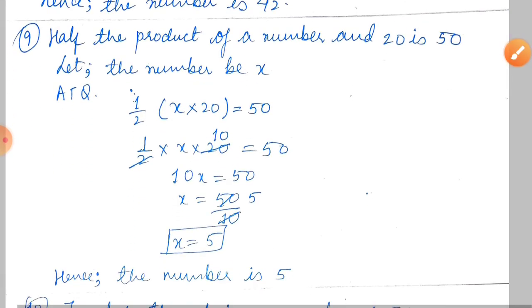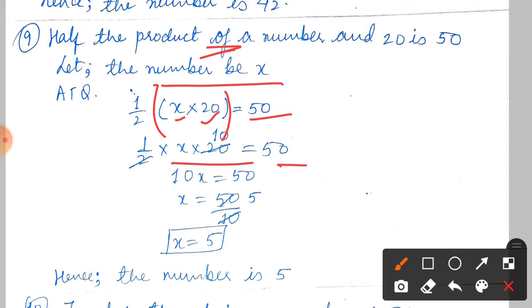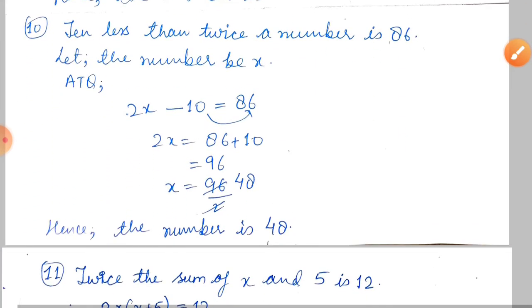Now question number 9, half the product of a number and 20 is 50. Okay, so let the number be x. Half means the bracket is there, the word "of" is there, so the bracket will be there. Product of x and 20, x into 20, is equal to 50. So 1 by 2 (x into 20) is 50. Hence after simplification the value of x is 5.